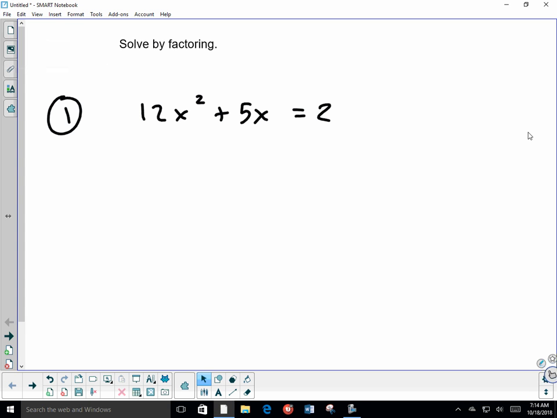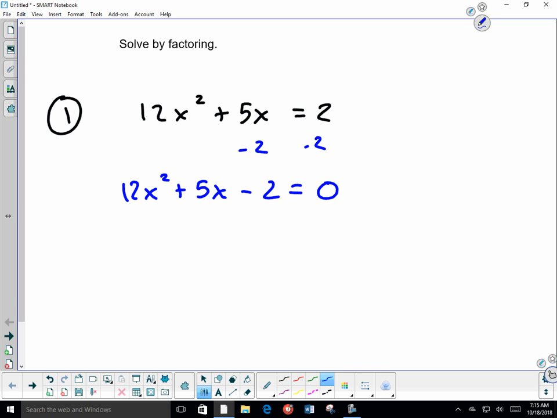We are looking at the big ideas, and for number one, we are solving by factoring, and this is what you should do to solve by factoring. We want to get everything over on one side, so we'll have 12x squared plus 5x minus 2 equals 0, and then factoring a quadratic trinomial probably means we want to use product sum.